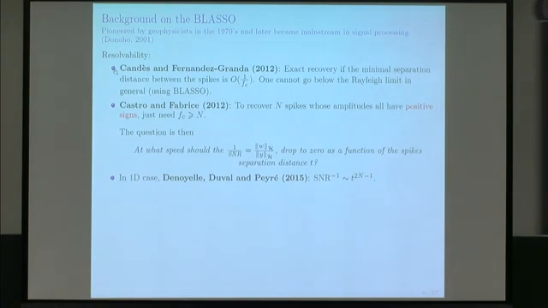And what this talk is going to be about is what happens in high dimensions. How should your signal to noise ratio drop?